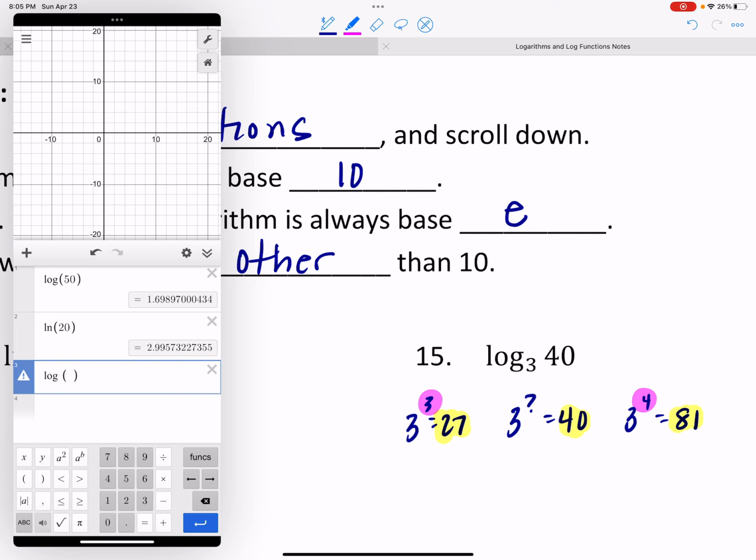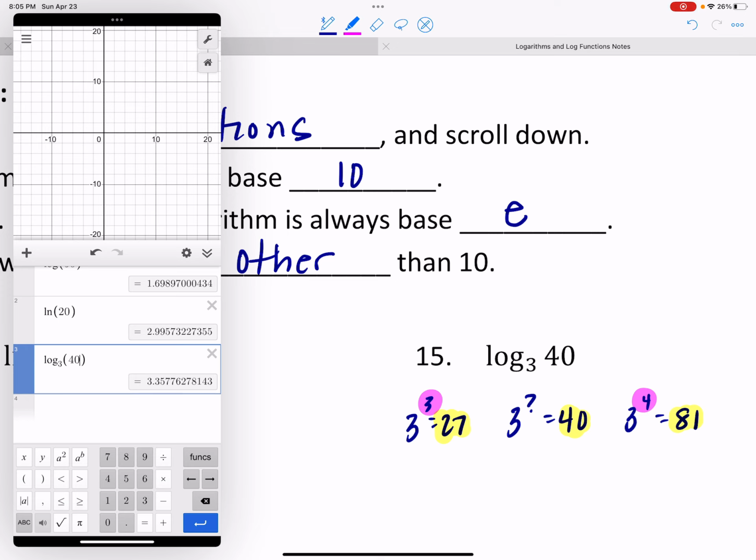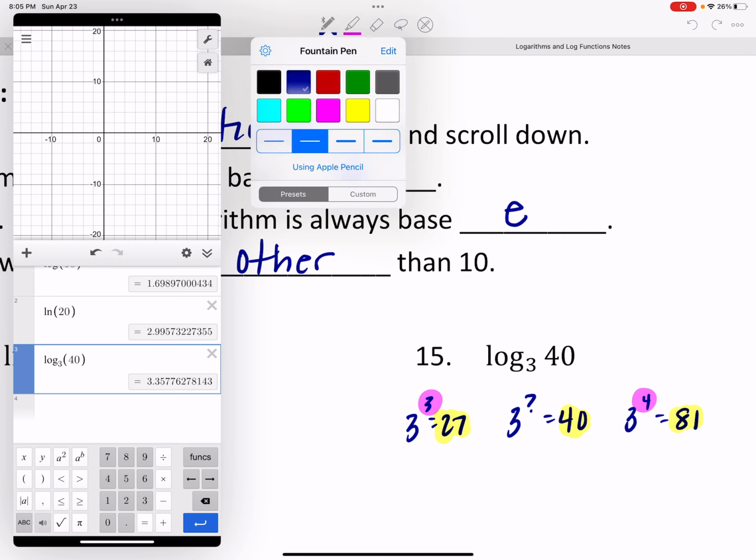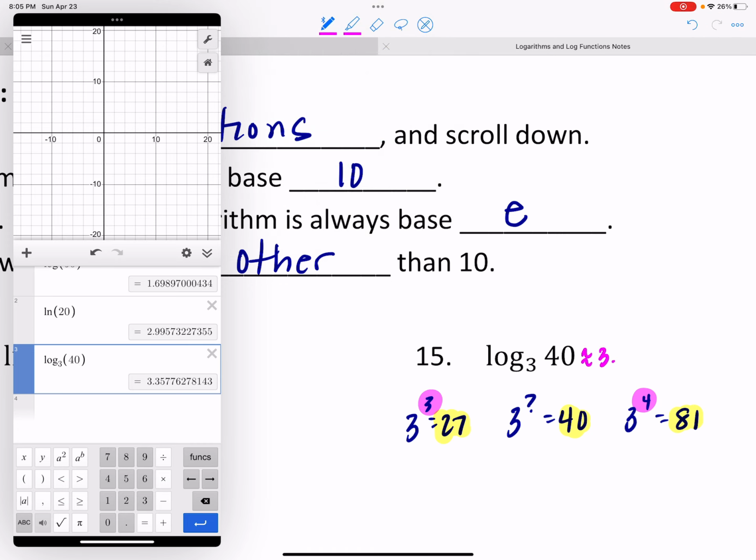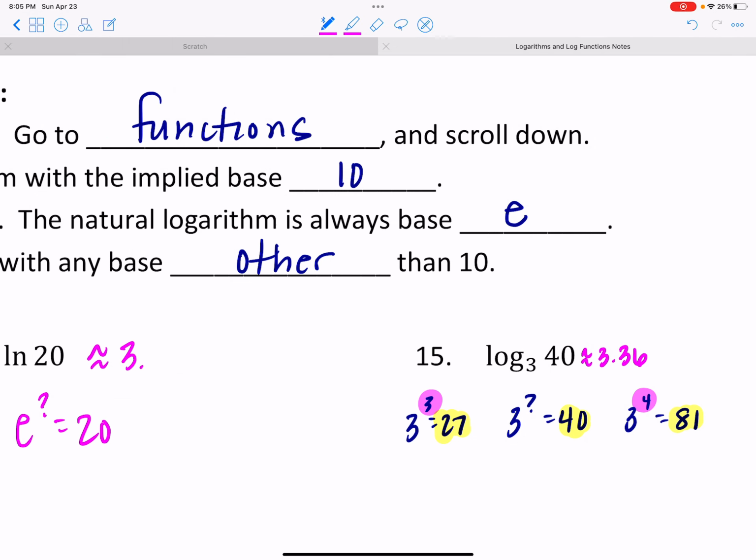There you go. Make the base a 3, and then log base 3 of 40 is what we're trying to approximate. So there it is, about 3.36-ish. So there you go. You've got 3 log buttons in your calculator that you can use to approximate.